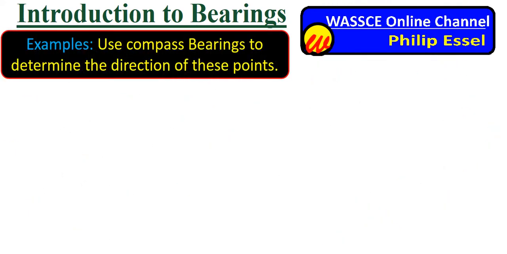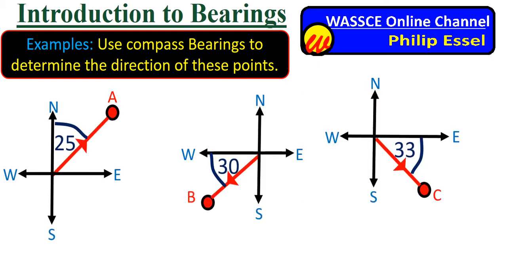Let's look at another set of examples. We are to use compass bearings to determine the directions of the following given points. Let's start with the first example. The point is A, and it is located at the position between the north and the east pole.